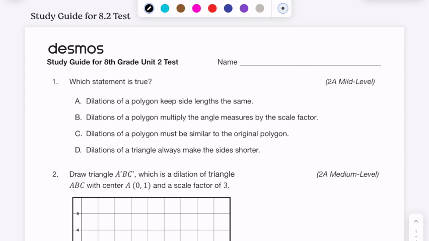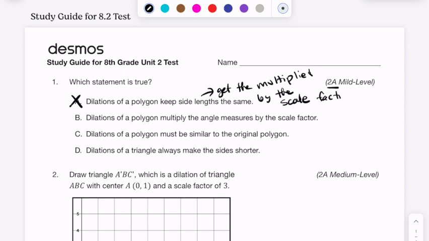Okay, this is a mild level question testing 2A, which is your understanding of dilations, that competency. Going through this one by one. Dilations of a polygon keep the side lengths the same. Normally, that's not true. Dilations of a polygon, the side lengths get multiplied by the scale factor. So if the scale factor is 1, that's true, but it's not always true. Those side lengths can get bigger or smaller. That's a key feature of dilations, it changes the size.